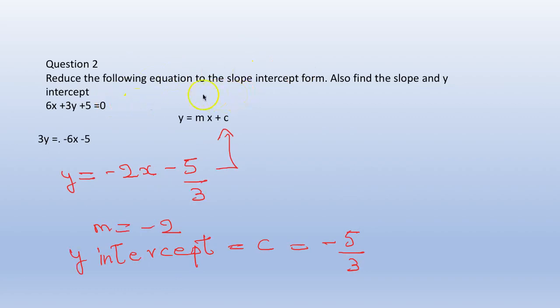Question 2. Reduce the following equation to the slope-intercept form. Also find the slope and y-intercept. We have 6x plus 3y plus 5 equal to 0. So we write it as 3y equal to minus 6x minus 5, or y equal to minus 2x minus 5 by 3. This is of the form y equal to mx plus c. So your slope is minus 2 and your y-intercept is c, which is minus 5 by 3.